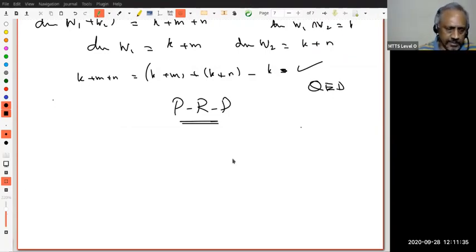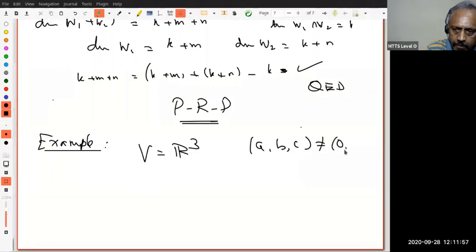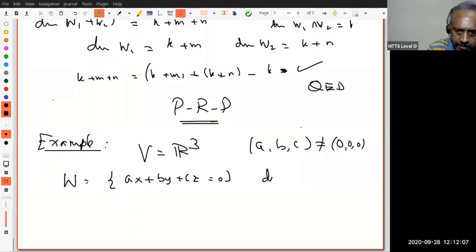Oh, I'm sharing. Okay. Now let's look at a final example. These are all very geometric examples. Usually it's not done; only computational exams are done, which I also have done something. Now suppose we have V equal to R3, and let's assume (A, B, C) is not 0. Let's look at the plane W defined by Ax plus By plus Cz equal to 0. We know the dimension of W is 2. This is a vector subspace, and the dimension is 2.